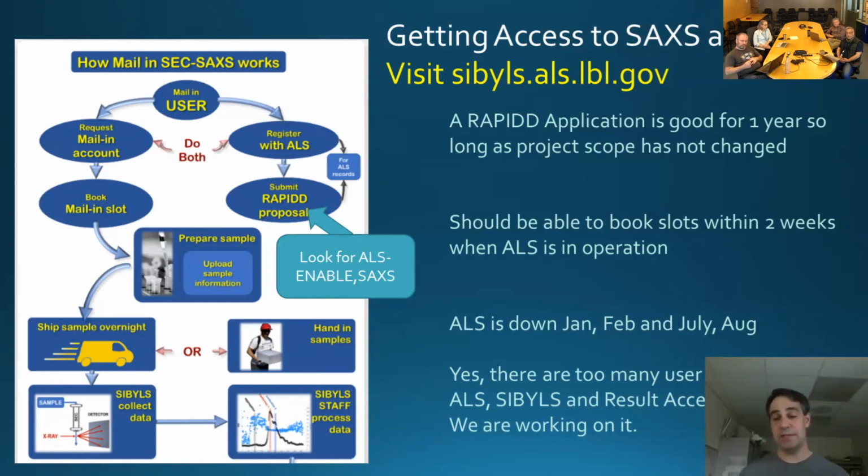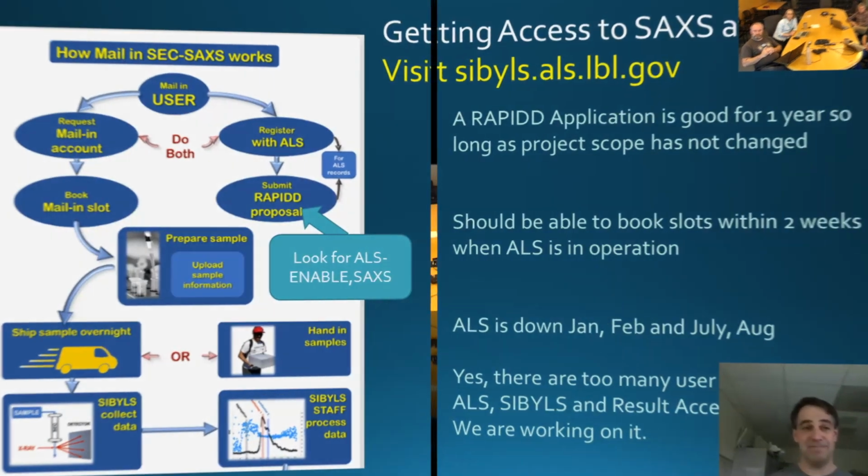That's, again, one of the benefits of remote data collection or mail-in data collection, that we can push through samples a lot. Reminder that the ALS is typically down January and February, July and August. We understand that there are many logins that you have to deal with. The RAPID proposal is a different login from the SIBYLS proposal, and then there's also one for results, and we're working through that. So we apologize for that inconvenience. But hopefully that explains the mail-in system. And thanks for your attention.